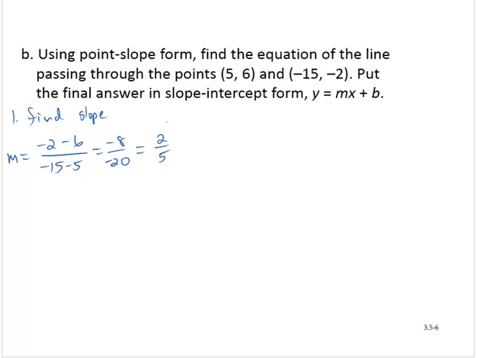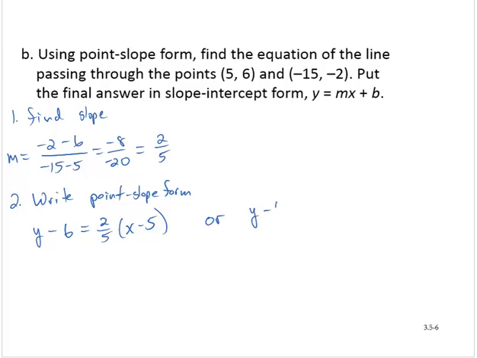Now second, I'm going to write a point-slope form. Now I'm actually going to do this twice, just to show that it works. Let's do it with the first point given, so (5, 6). So then I'd have y minus 6 equals 2/5 of (x minus 5). Or, using the second point, I would have y minus -2 is equal to 2/5 of (x minus -15).